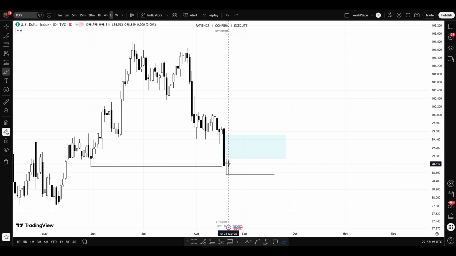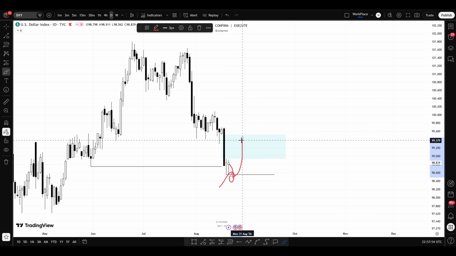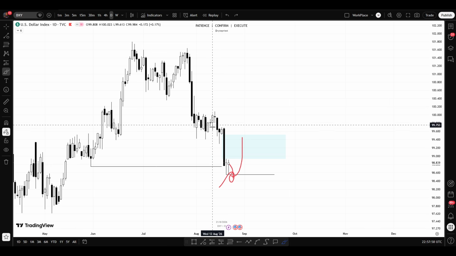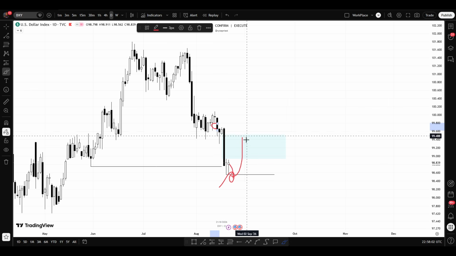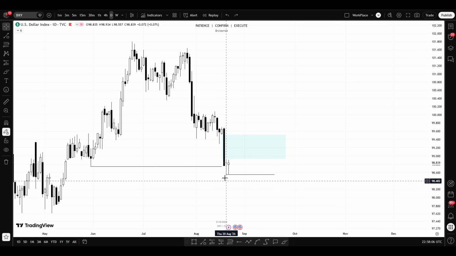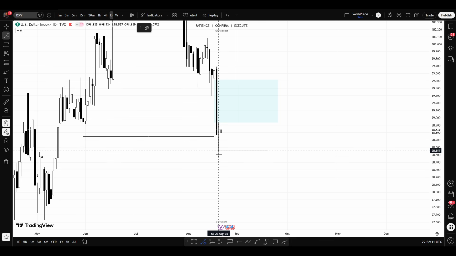Price can decide to sweep this low and then we get a reversal to mitigate this fair value gap and then we trade downside, or break and then mitigate another fair value gap here to then trade downside. All right. So we have this previous daily low here. All right.